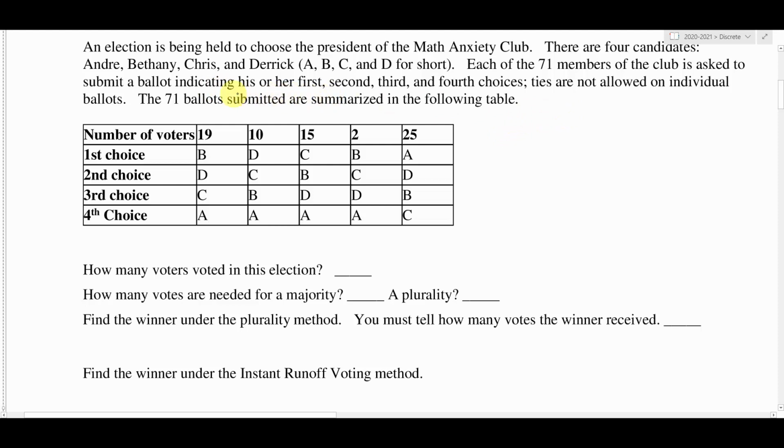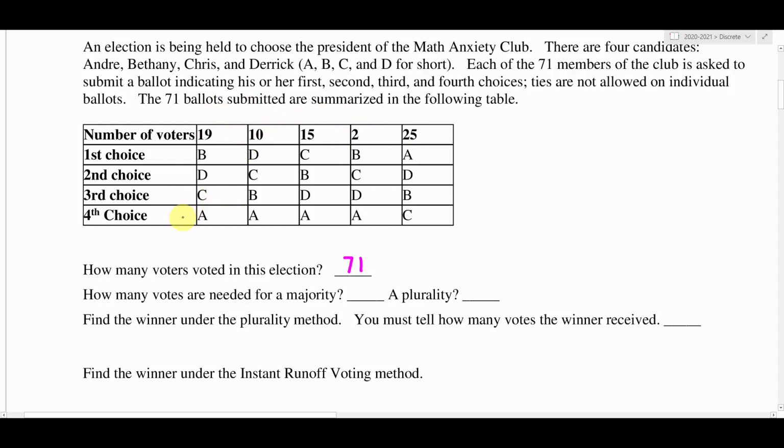Okay. So ties are not allowed on individual ballots. The 71 ballots submitted are summarized in the following preference table. So here we go. All right, so one of the questions on the test, obviously I'm just going to see if you know how to read a preference schedule. So if I give you one of these, could you tell me how many voters voted in the election? Well, they told us that at the beginning, so that's just 71.